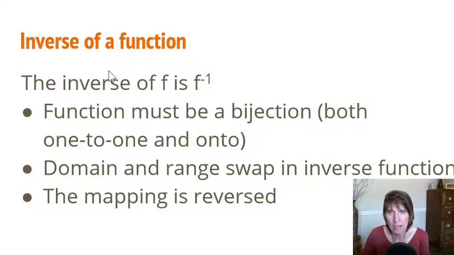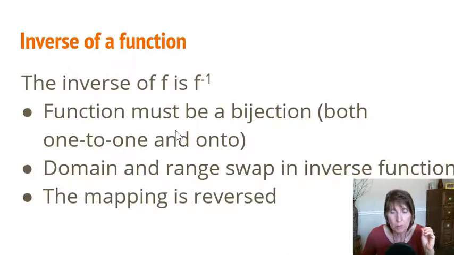Some functions have an inverse. And the way we write an inverse is, if we have a function f, then the inverse would be represented by f raised to the negative 1. And that's the inverse. A function will not have an inverse if it's not a bijection.